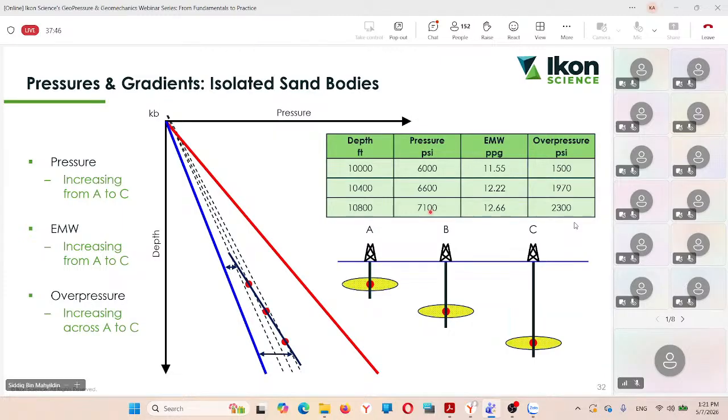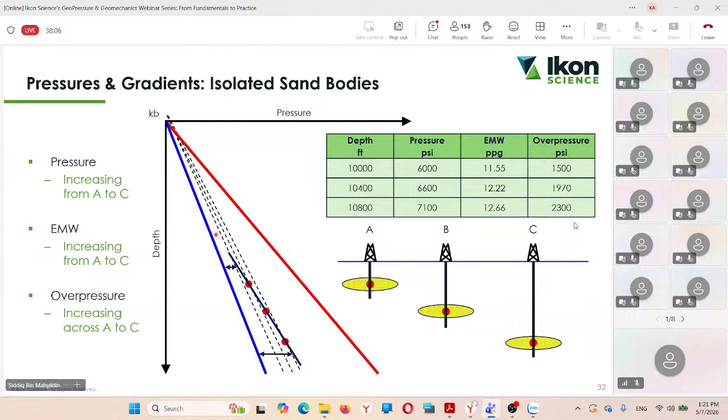So we could easily say that each sand body is behaving independently, because the equivalent mud weight over here is increasing as well. So they all have different equivalent mud weight, basically the gradient of the pressure. And we can see the overpressure is increasing as well.